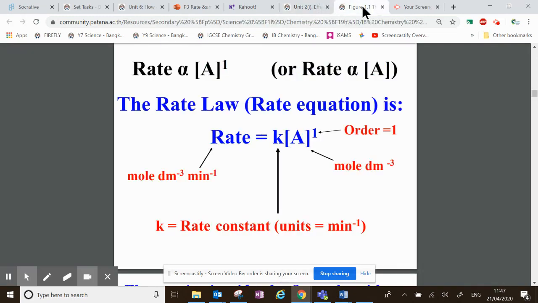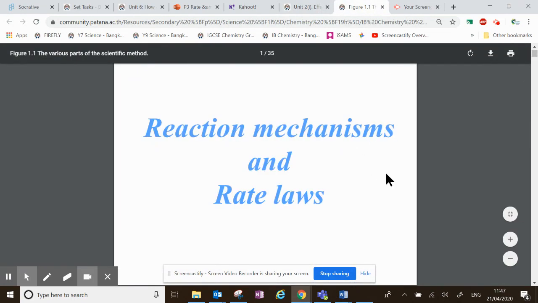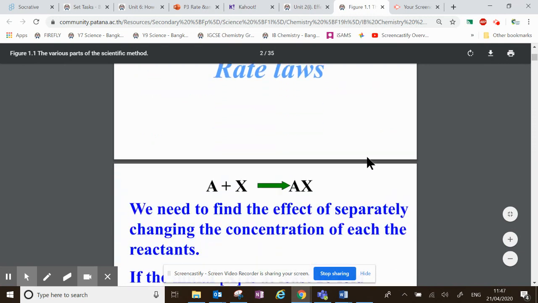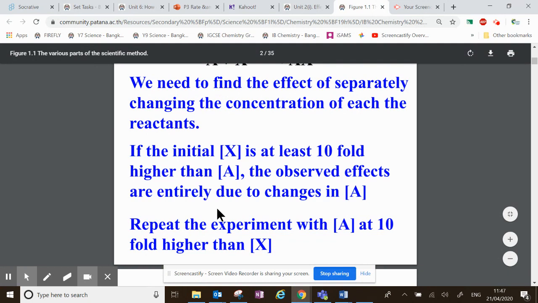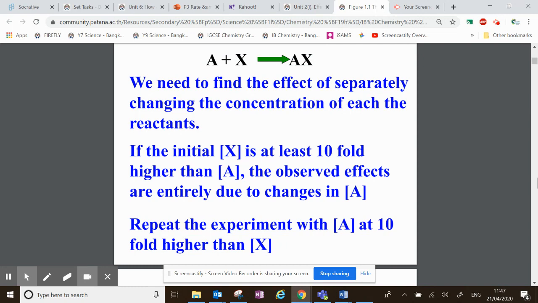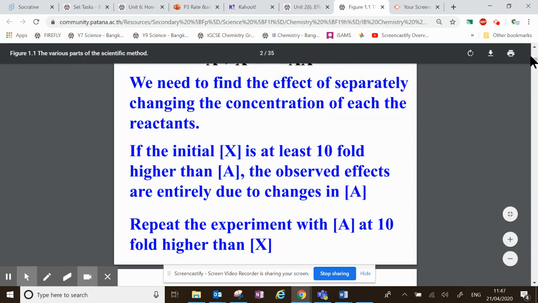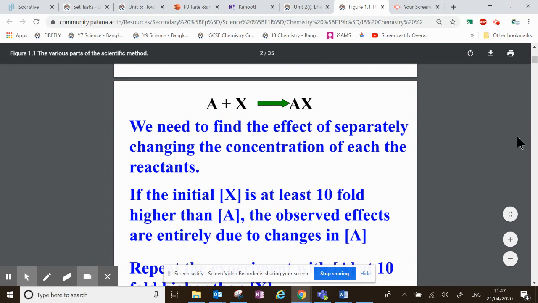Now, I've got this PowerPoint open in a separate page. Here we are. So let's have a look through it together. Now, the first page, the only thing you really need to notice on here is just to illustrate this relationship. We've got a hypothetical chemical reaction here between two reactants, A and X. Okay, so whatever they might be, two reactants, A and X, reacting together to give a product.